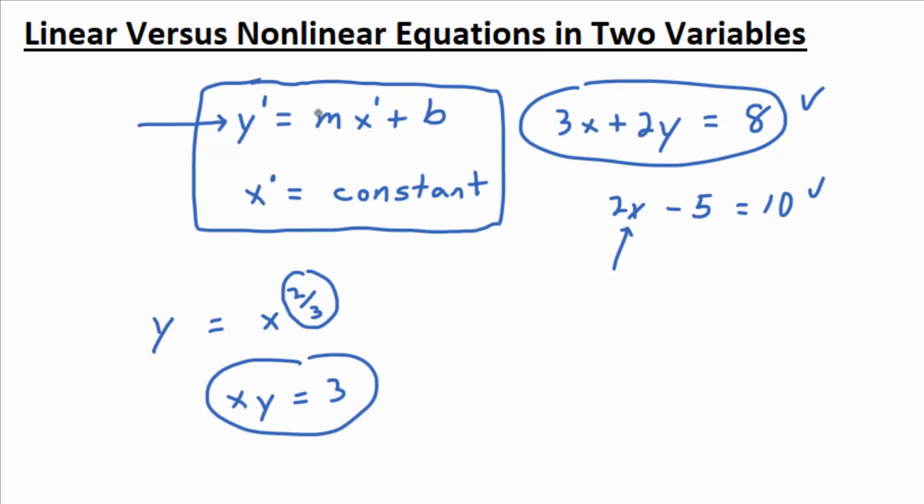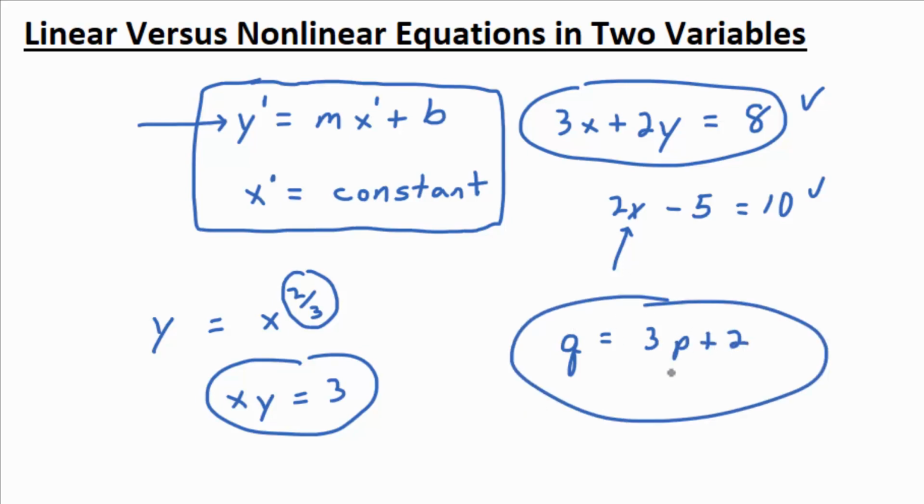And by the way, the unknowns don't have to be x and y. You could have like q equals 3p plus 2. That actually does graph to be a line. P is acting like x there and q is acting like y. So it's actually in slope-intercept form using the variables p and q instead of x and y. So this actually is a line.